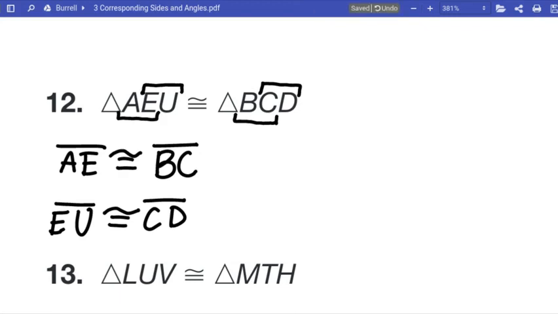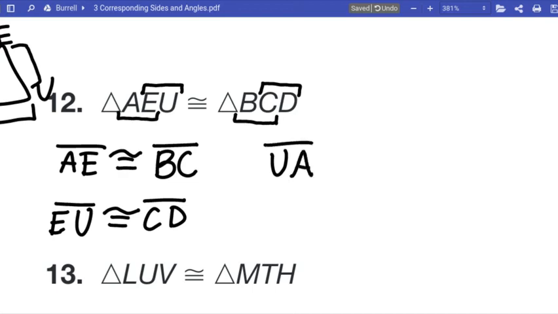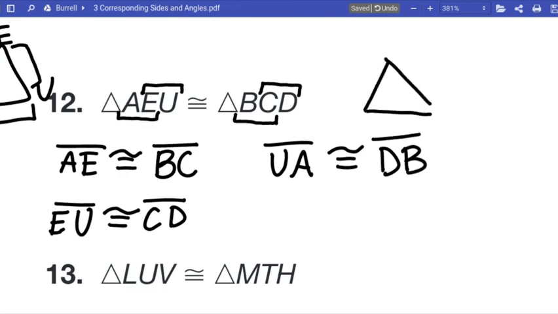For my last set, I already started with A, I already started with E, so my next one is starting at U. If I were to draw this triangle and call it AEU, I already went from A to E, I already went from E to U, so now I have to go from U back to the first letter, A. Line segment UA is congruent to a similar pattern: last letter is D, first letter is B. Line segment DB. Again, if I drew that triangle BCD, I already did B to C, I already did C to D, so now I'm doing D to B. There are our congruent side lengths.